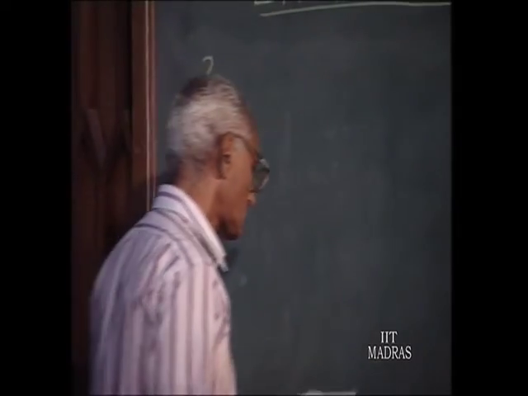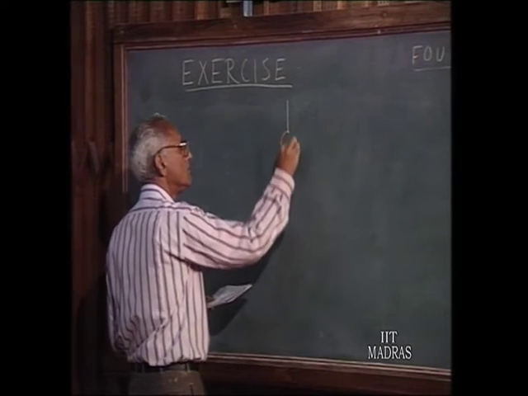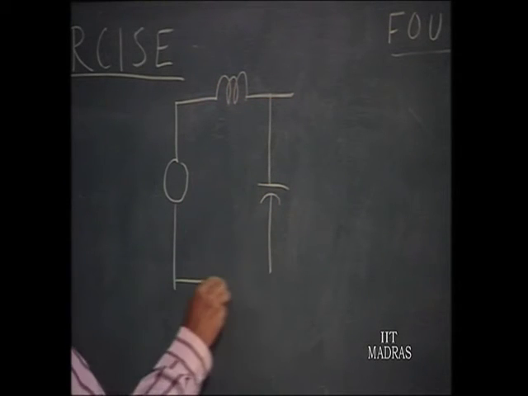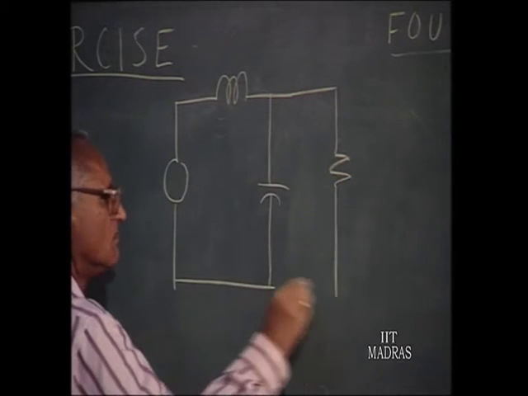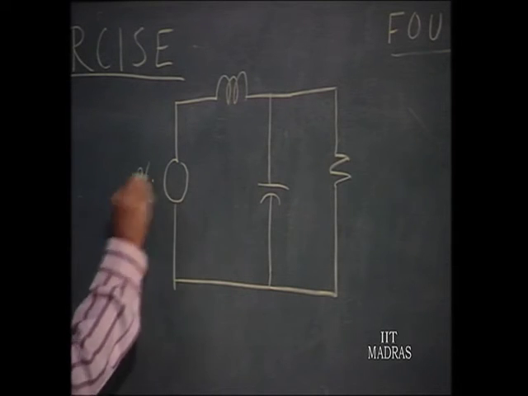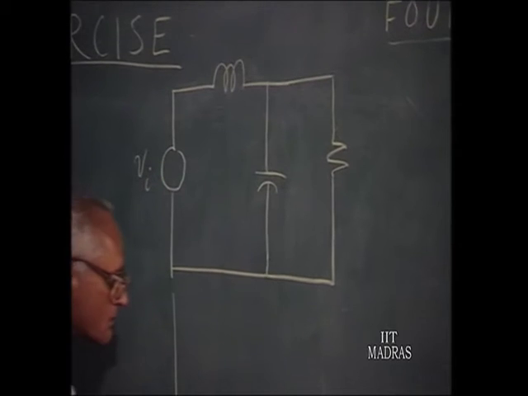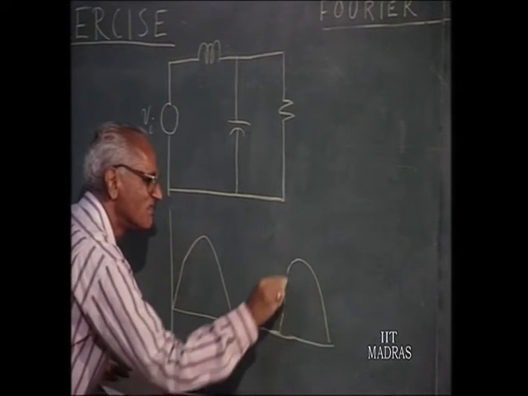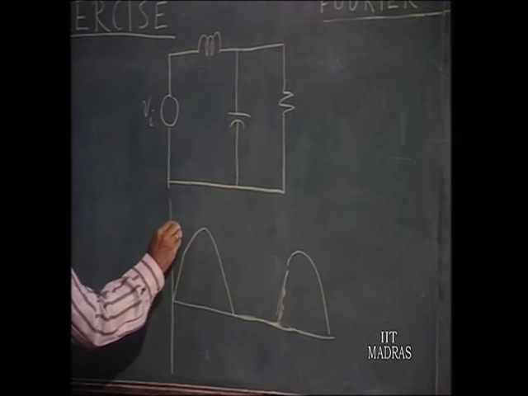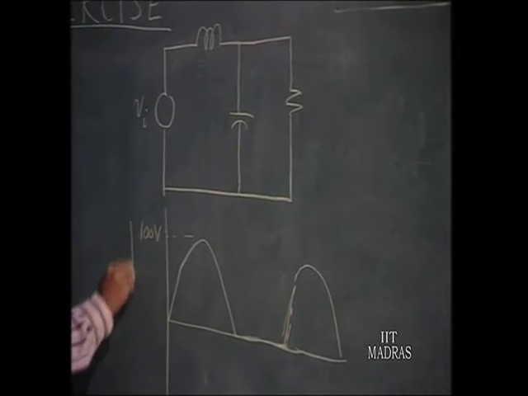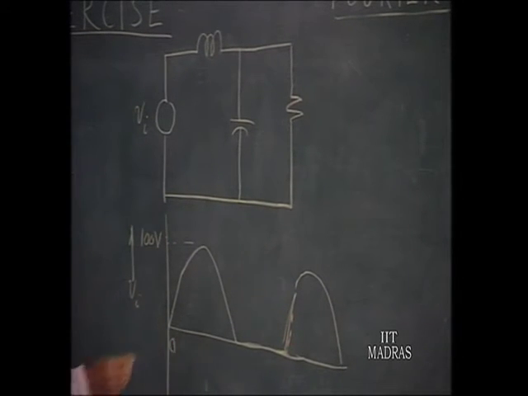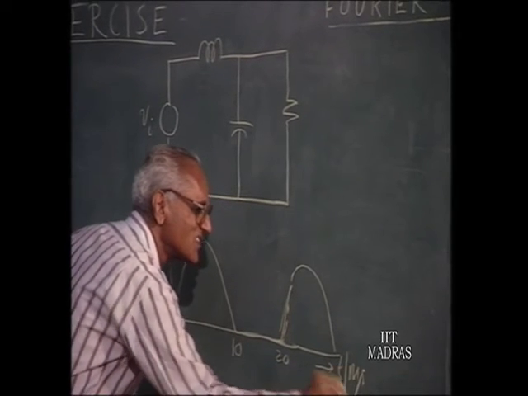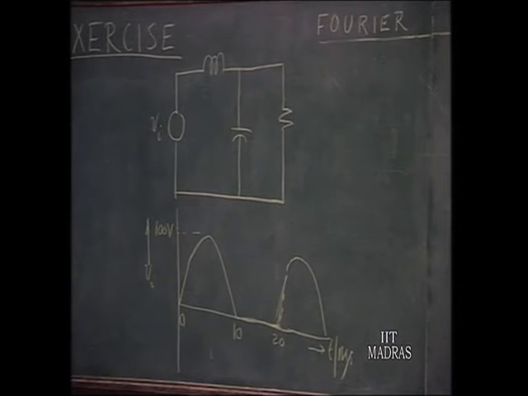The third example, let us consider a circuit where we have an input voltage which is a half wave rectified sine wave like this, with an amplitude of 100 volts. This is Vi. 0, 10, 20, this is t in milliseconds. That means this is a 50 cycles wave from which we generate half wave rectified sine wave 100 volts.